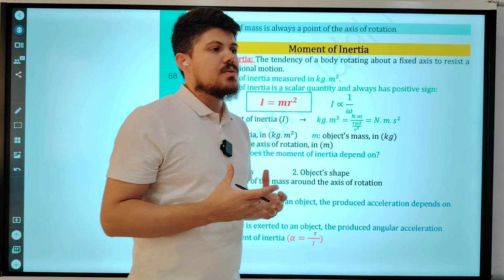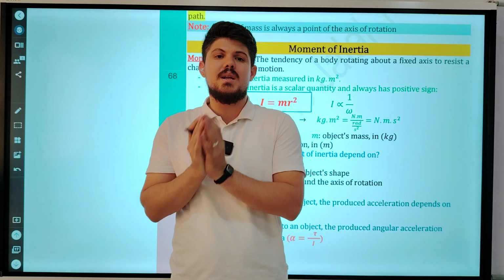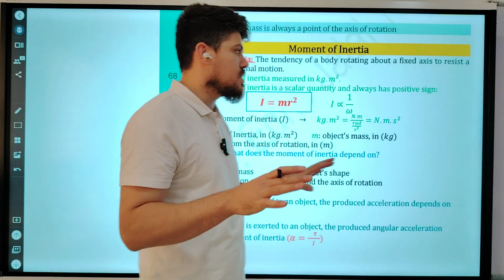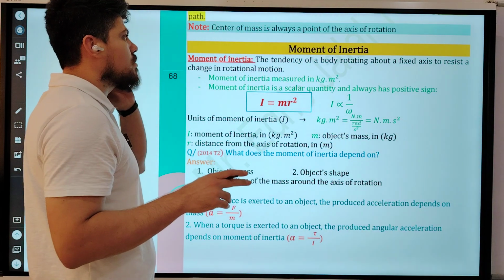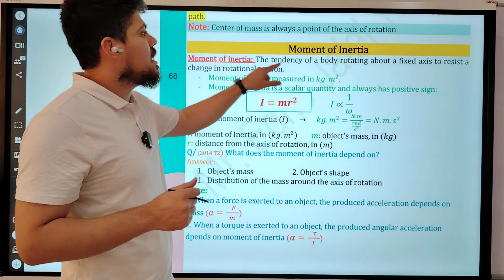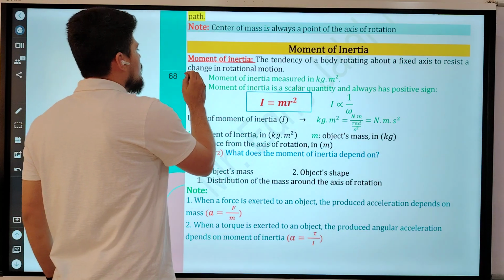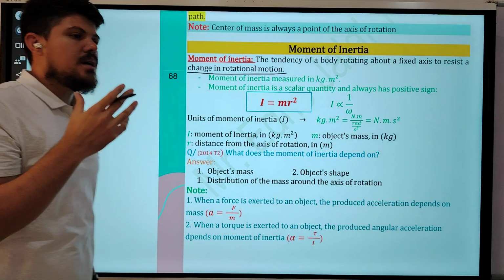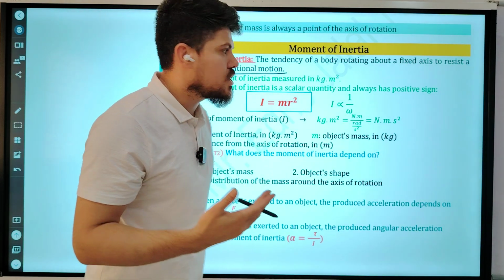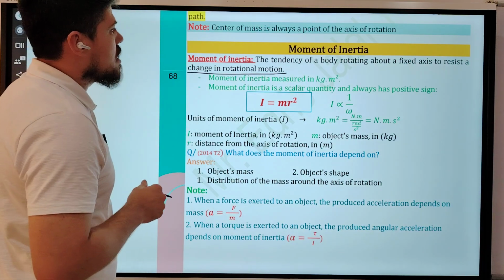But moment of inertia. The conclusion about inertia is that inertia is the tendency to resist a change in translational motion. In this year you will study the moment of inertia. At the end of this lesson, you will be able to explain the difference between the moment of inertia and the inertia. Moment of inertia is the tendency of a body rotating about a fixed axis to resist a change in rotational motion. But inertia resists change in translational motion, while moment of inertia resists change in rotational motion.